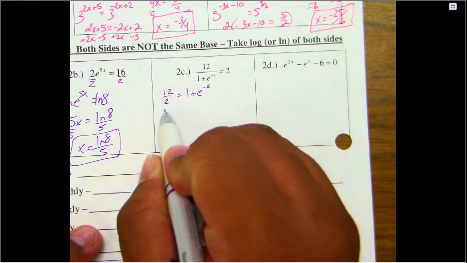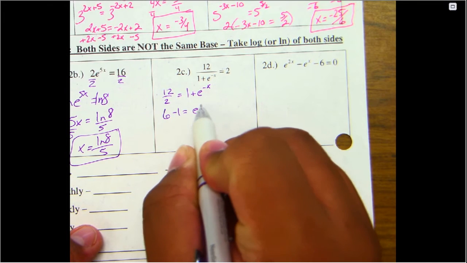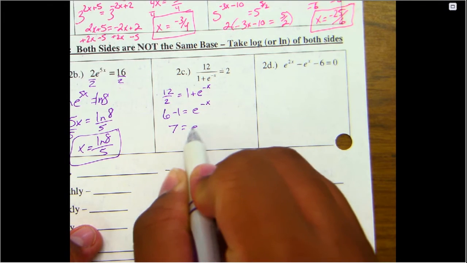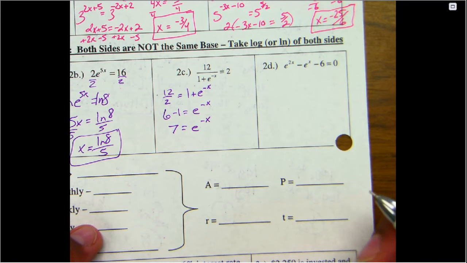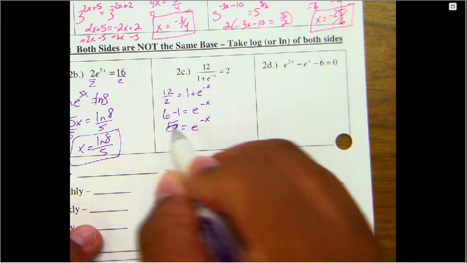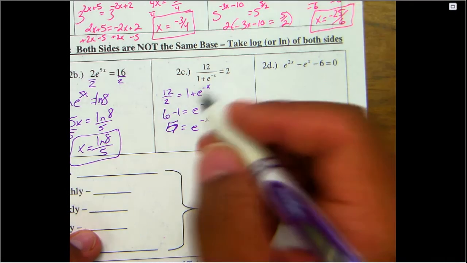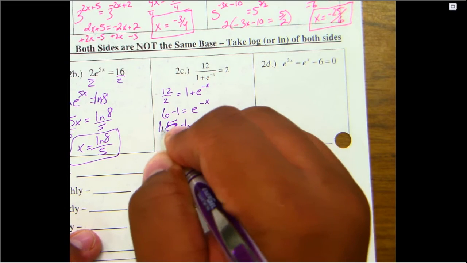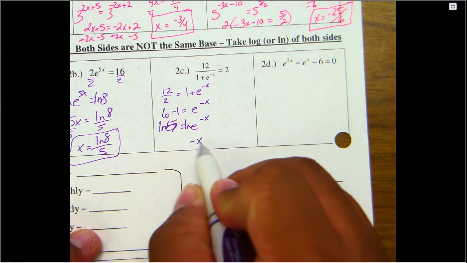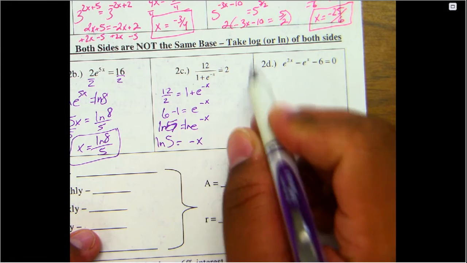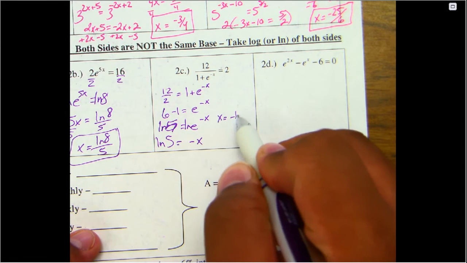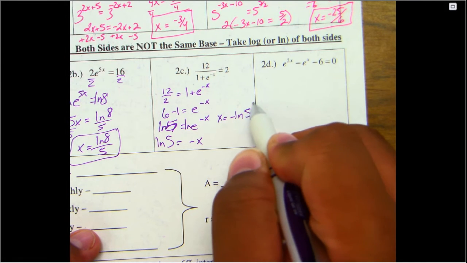So now we just subtract from 1. So 5 equals e to the negative x. 5, not 7. So take the natural log of both sides. Negative x equals ln of 5. So x equals negative ln of 5.